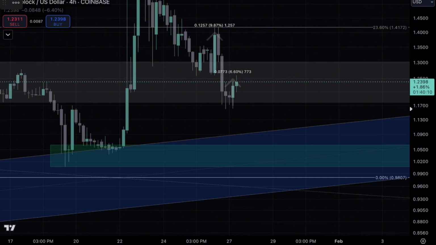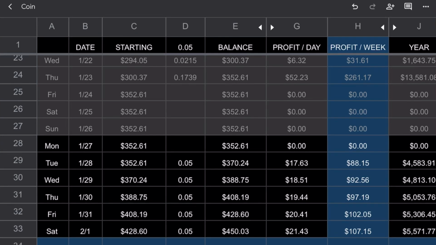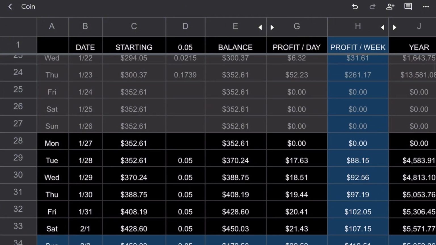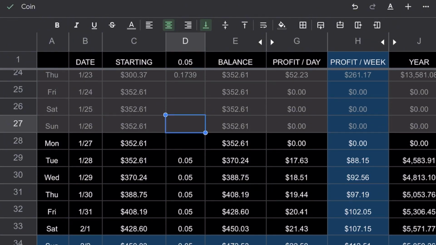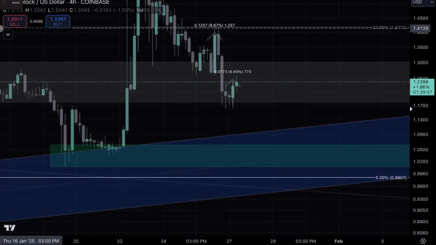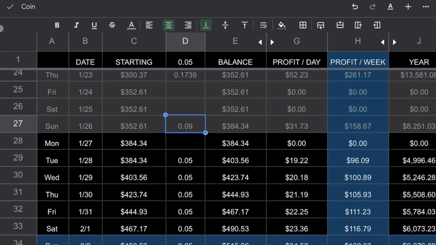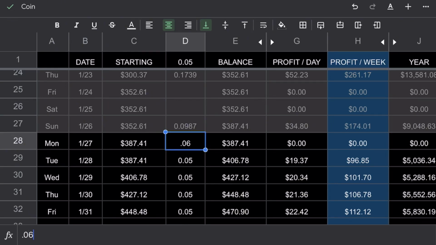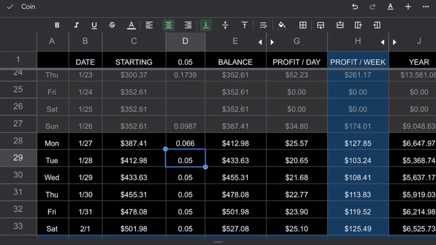I need to update 9.87 and 6.6. I noticed yesterday I had the wrong dates, but I went back and changed it. Sunday, that was 09. What was it? 87. And 0.0660. All right, so we are doing very well.